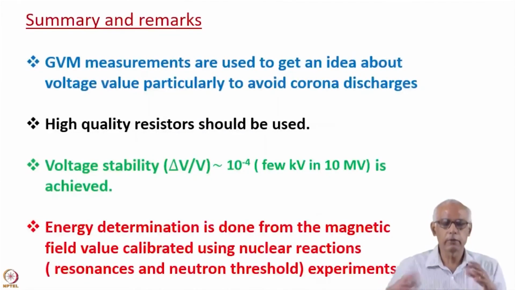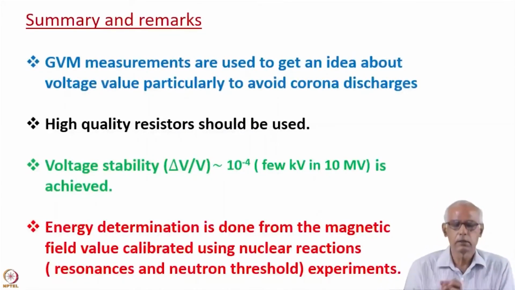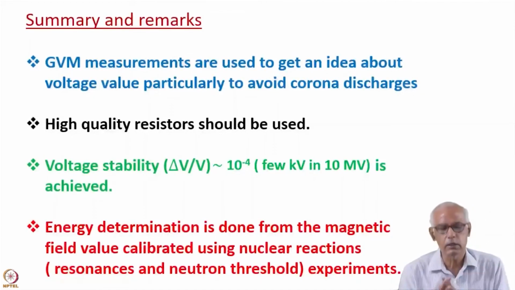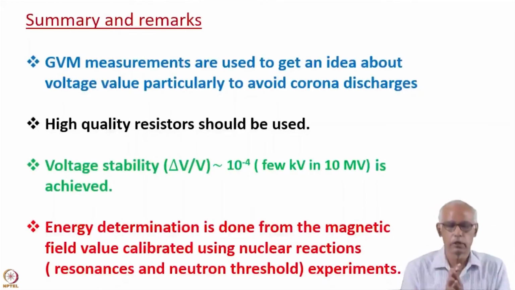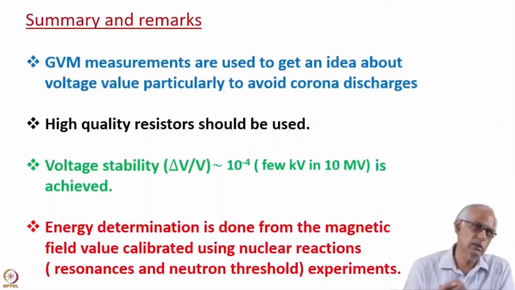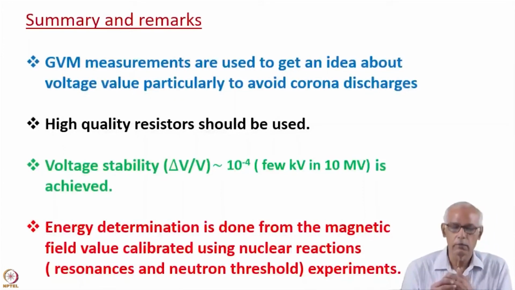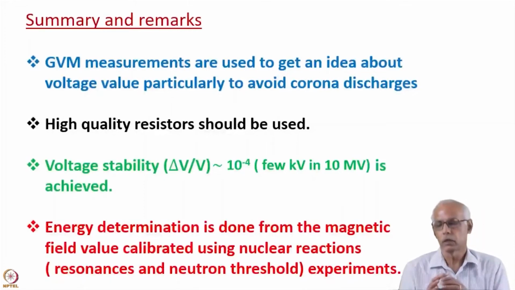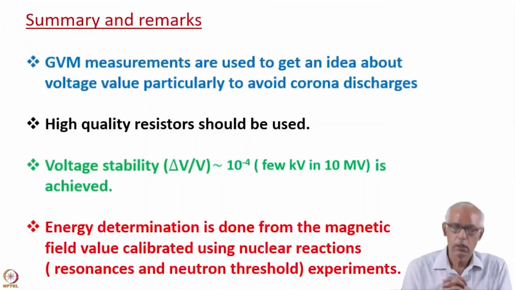To summarize, initially these GVM measurements were used to get an idea about the voltage value, particularly to avoid corona discharges. But later on, with advancement in technologies, even with the GVMs, voltage stabilization is done nicely, as well as voltage measurements have been done accurately.